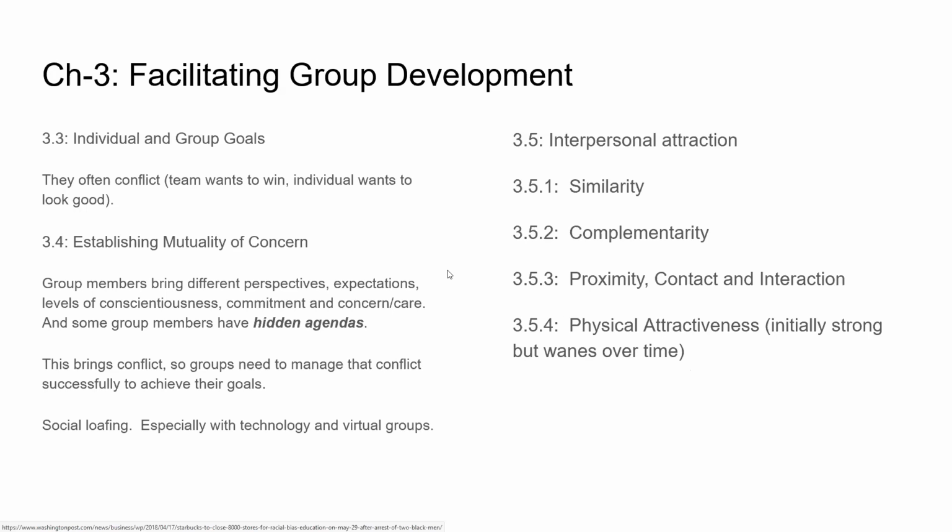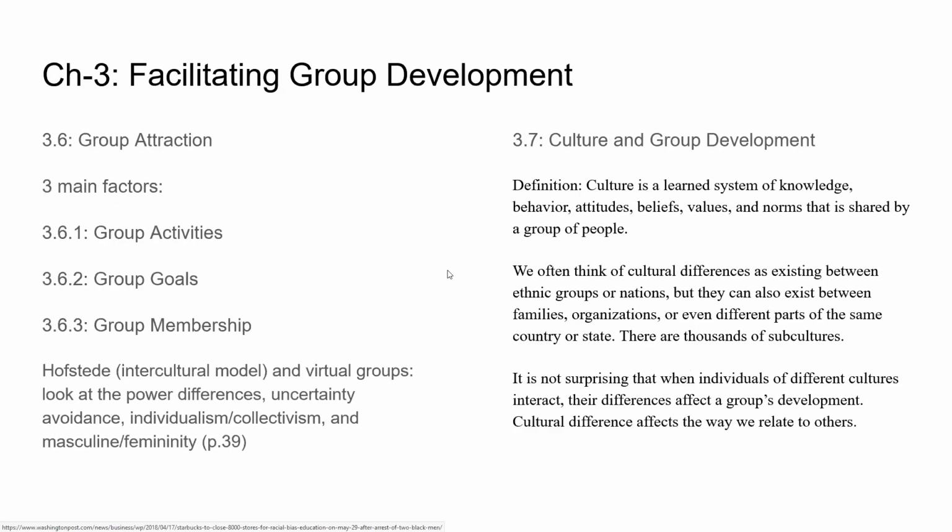Okay. All right. Group attraction. So we saw that people are attracted to people. Why are people attracted to groups? There are three main factors: 361 is group activities, 362 is group goals, and 363 is group membership. So you're attracted to a group because of what it does, like Black Lives Matter, or they recycle a lot, or they like to dance, or do graffiti, or scuba, surfing, mountain bike club, the chess club, math club, whatever the activity is. The group's focused around that, and that's why you're attracted to it.